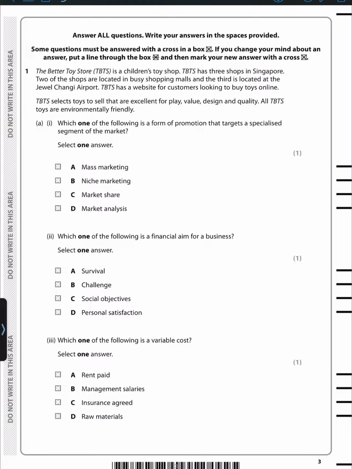So the Better Toy Store, TBTS, is a children's toy shop. TBTS has 3 shops in Singapore. 2 of the shops are located in a busy shopping mall, and the third is located at the Jewel Changi Airport. TBTS has a website for customers looking to buy toys online. Now TBTS selects toys to sell that are excellent for play, value, design, and quality. All TBTS toys are environmentally friendly. So this is something we have to keep in mind. And they're also excellent for play and quality and all of those stuff. These are also things we have to keep in mind.